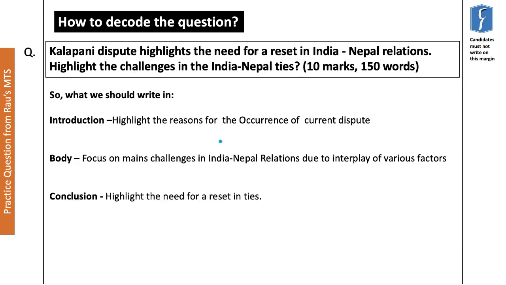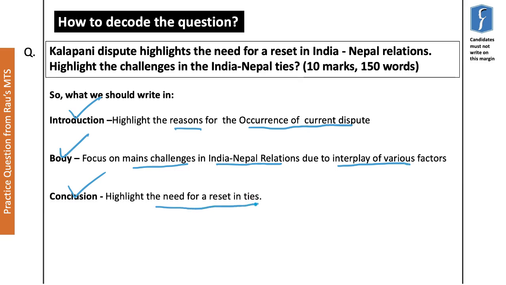Now the answer in the mains examination should be properly structured and it should include introduction, body as well as a conclusion. So in this particular question, in the introduction part, you should highlight the reasons for the occurrence of current dispute. And in the body part or the main answer, you should focus on the main challenges in India-Nepal relations due to interplay of various factors. And finally, you should conclude by highlighting the need for a reset in the ties.